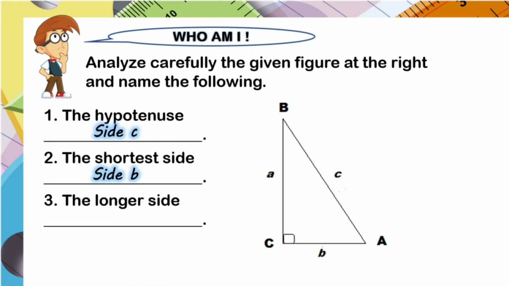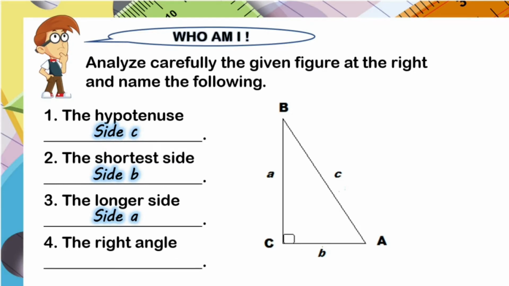Next, how about the longer side? The longer side is side A. And last, can you name the right angle of the given right triangle? The right angle is angle ACB, or it can also be called angle BCA.